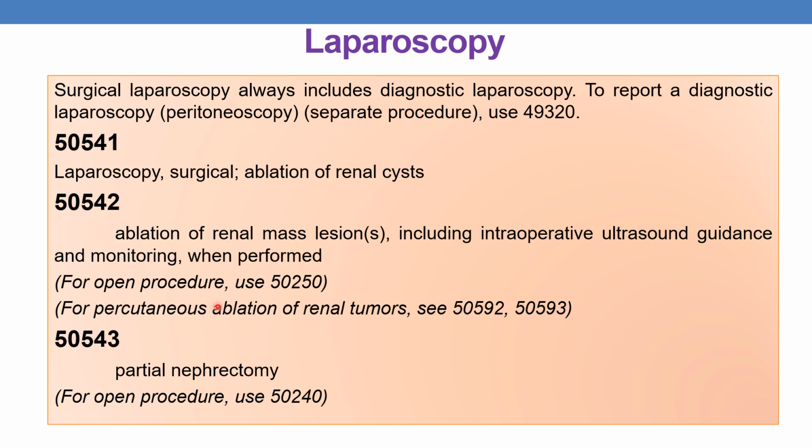And for open procedure, you need to see 50250. And for percutaneous ablation of renal tumors, you need to refer 50592 and 50593. The next CPT is laparoscopy, surgical, with partial nephrectomy. It is reported with 50543. And for open procedure, the CPT is 50240.